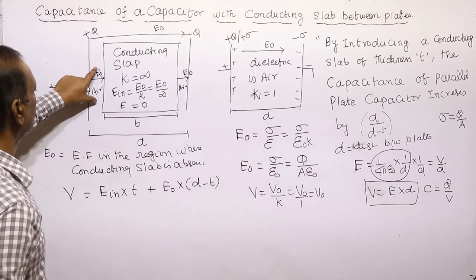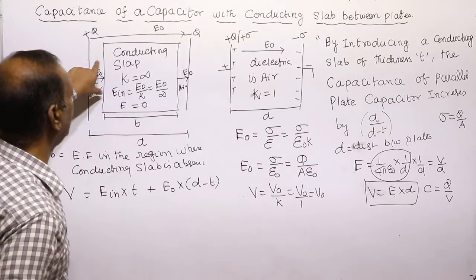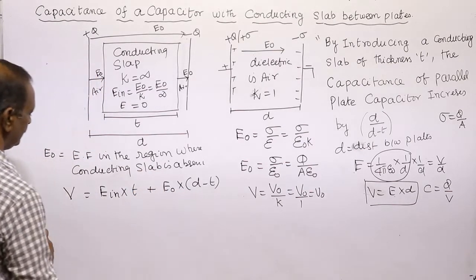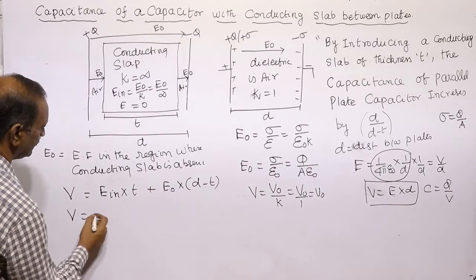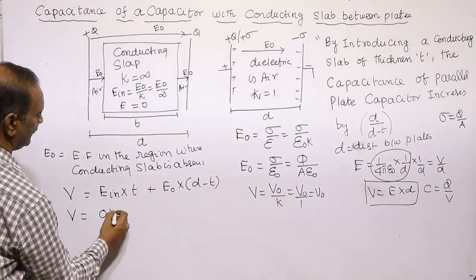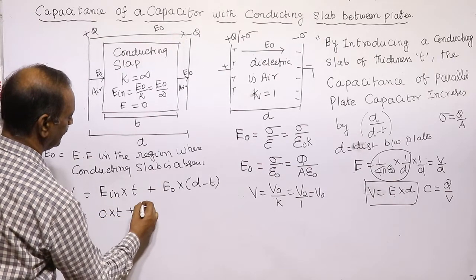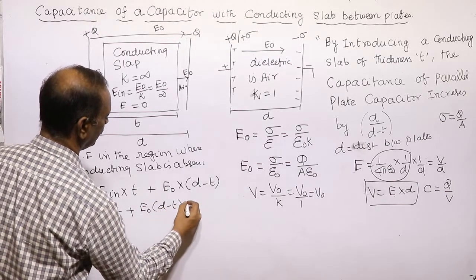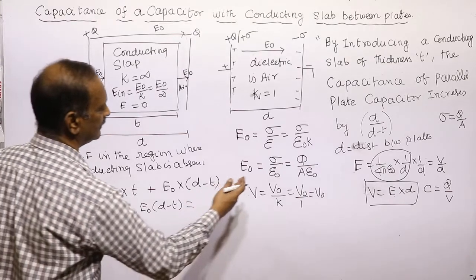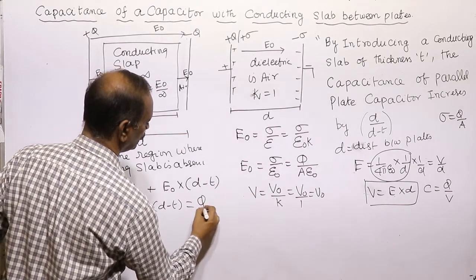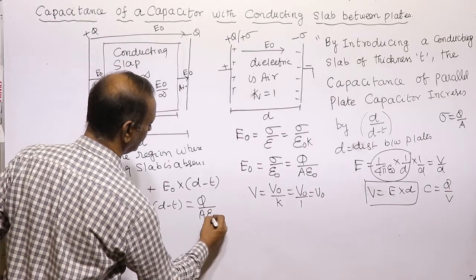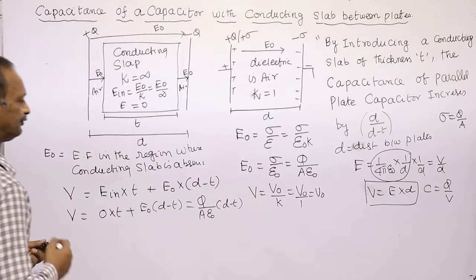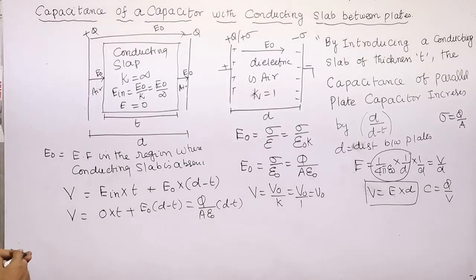So the potential in the air is equal to E into D minus T. So potential is equal to E inside, which is equal to 0, into T, plus E naught into D minus T. What is E naught? E naught is equal to Q by A epsilon naught, so E naught into D minus T. Now we have got the potential.